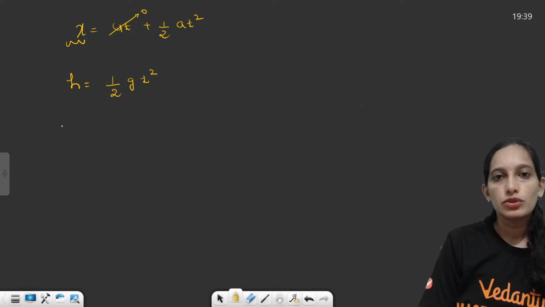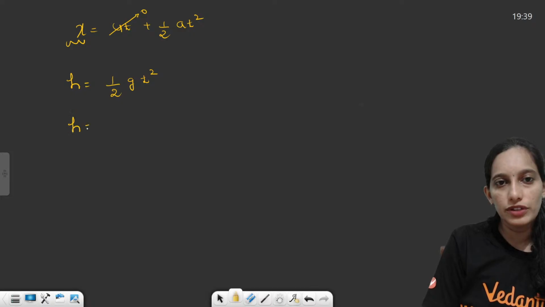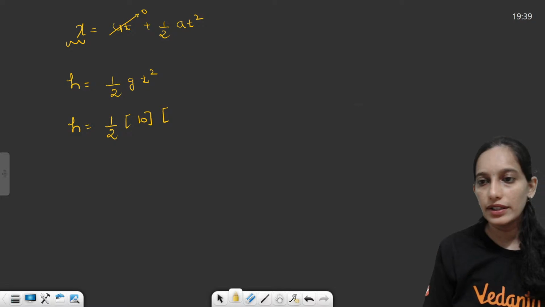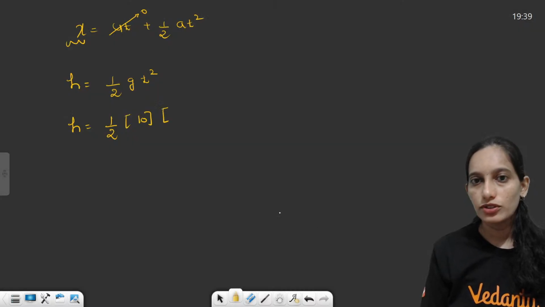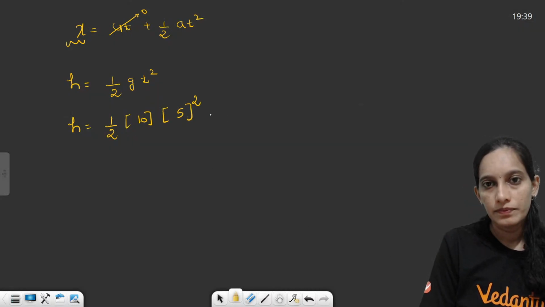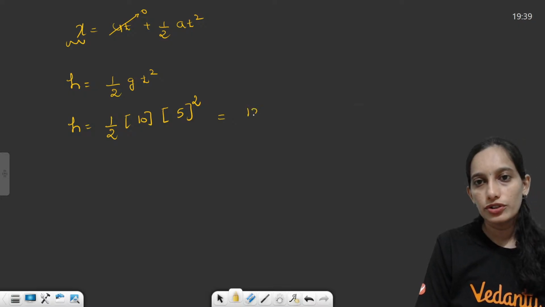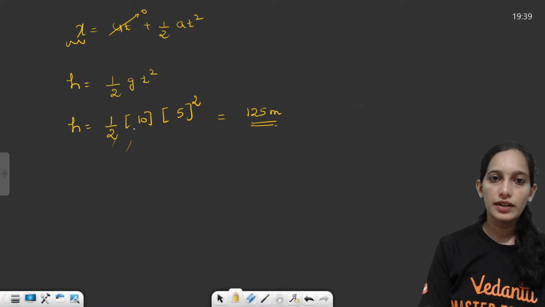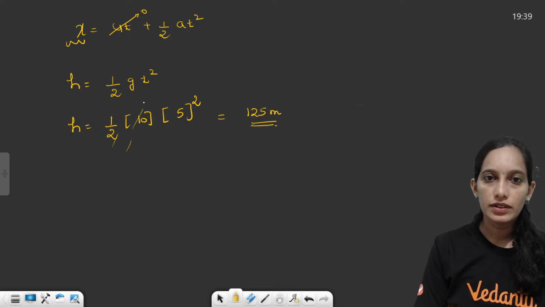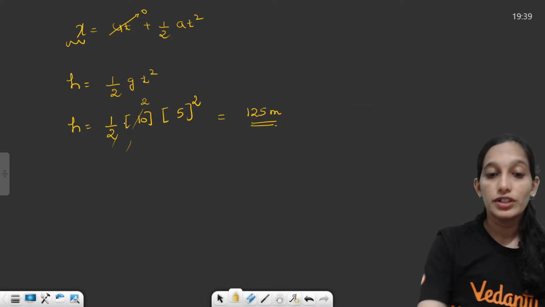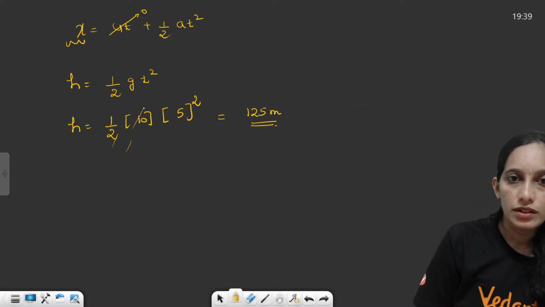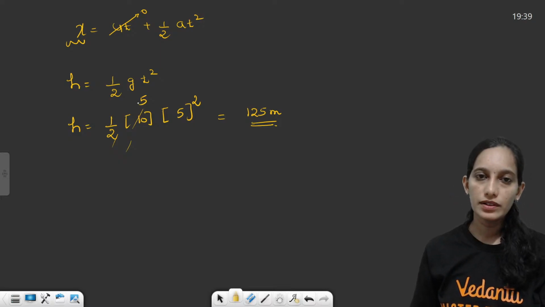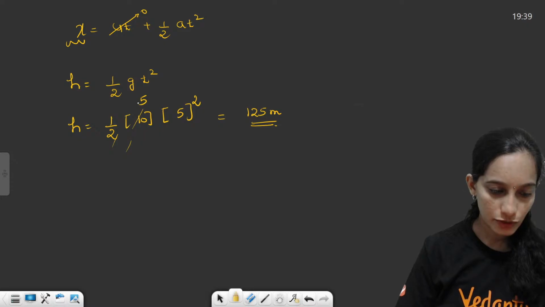So if we just put the values, h is equal to half into g, 10, into t square, so time is 5, so 5 square. So this is going to give you height as 125 meter. This is like 5 into 5 into 5. So this is how you do.